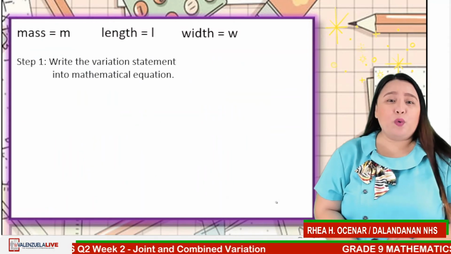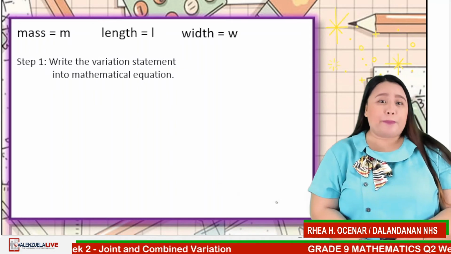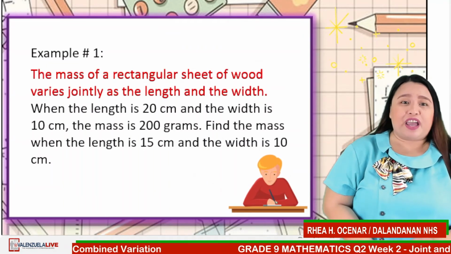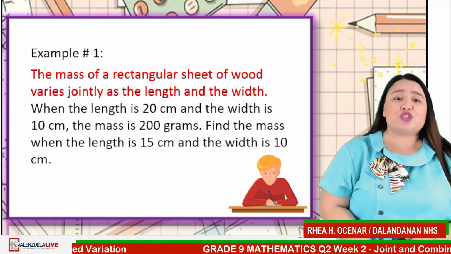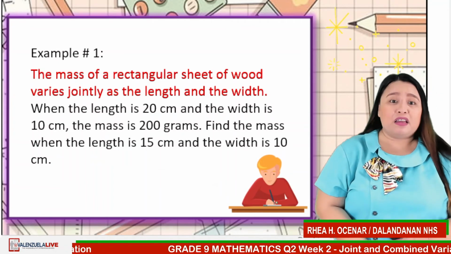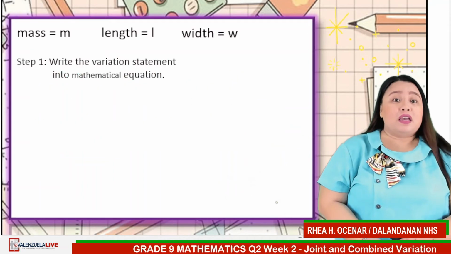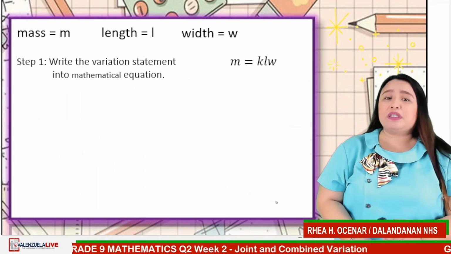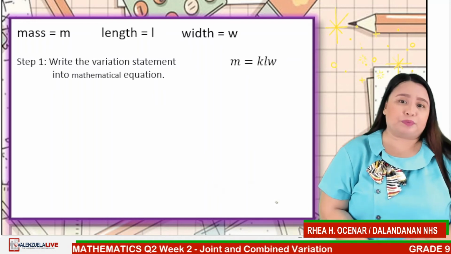In step 1, going back to our problem, the mass of a rectangular sheet of wood varies jointly as the length and the width. In symbol, we have M is equal to KLW.